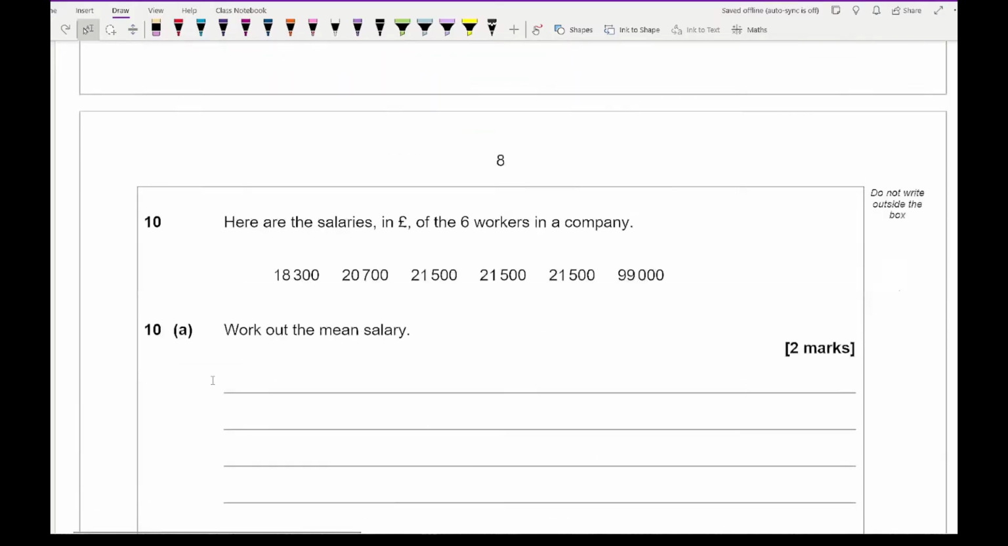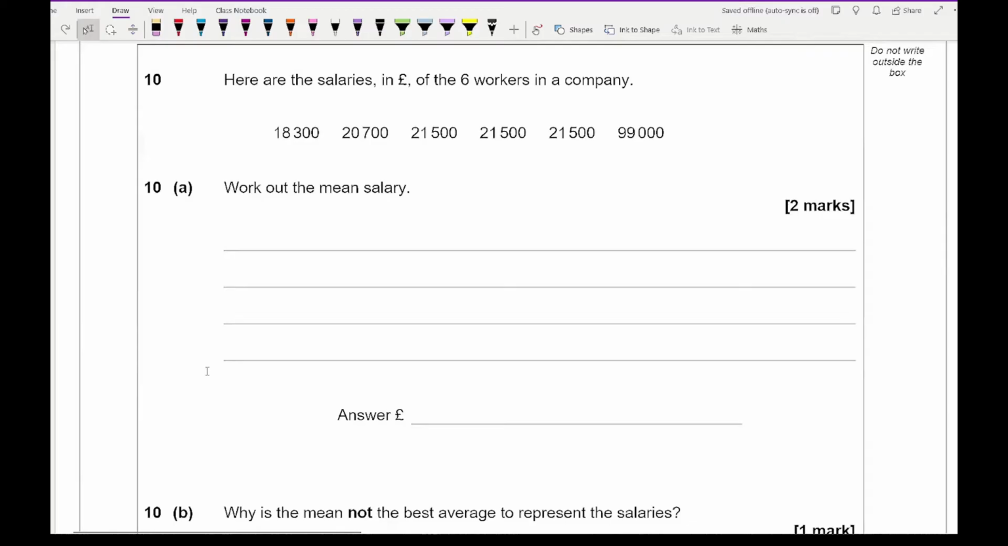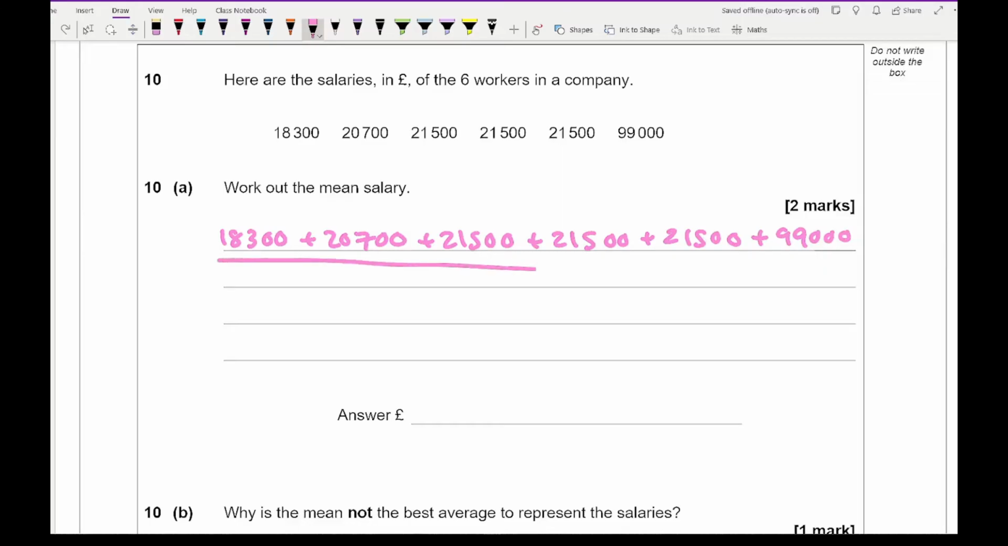Then moving on to question 10, it says here are the salaries in pounds of 6 workers in a company. For 10a it says work out the mean salary. Well, for this what we need to do first is to work out the mean. We add up all the numbers, so we're going to do 8300 plus 20700 plus 21500, 21500 and another 21500 plus 99000. Then add them all up together and divide the answer by 6, because we've got 6 people, in which you should have an answer of 33750.